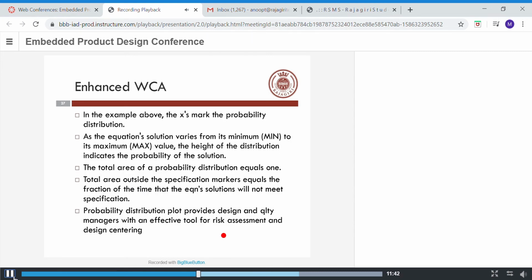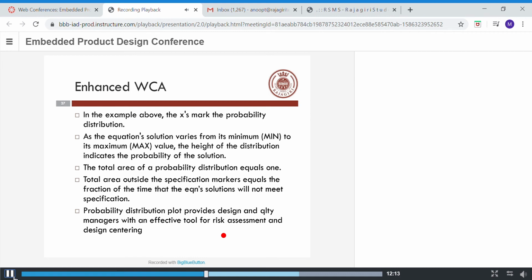The total area outside the specification markers is equal to the fraction of time that the solution will not be seen within the requirement. So this will give you an idea about how much time this particular solution might go outside your particular value of the requirement. So that is what you get.